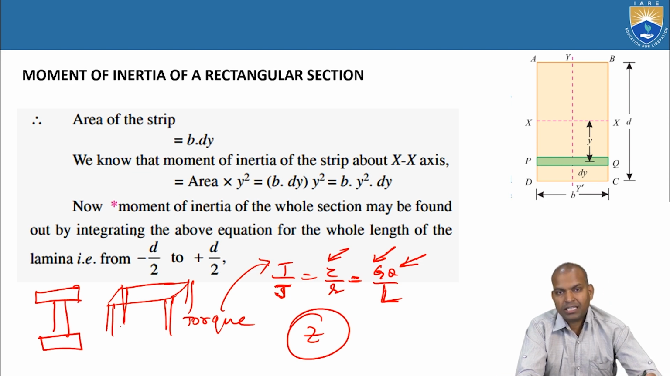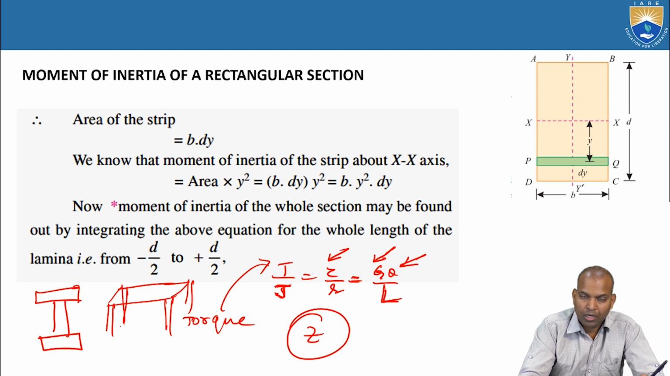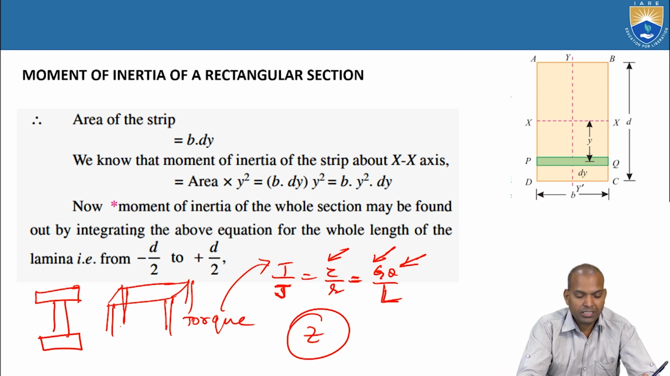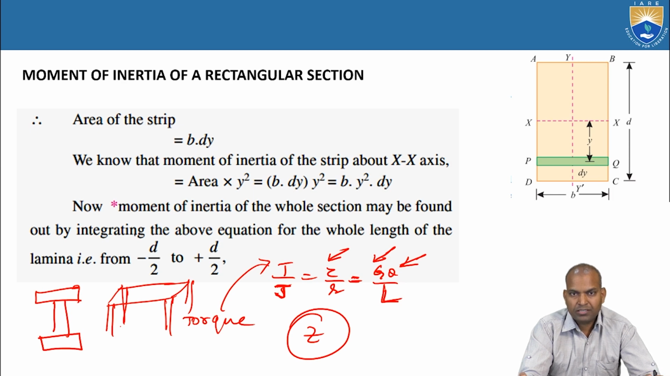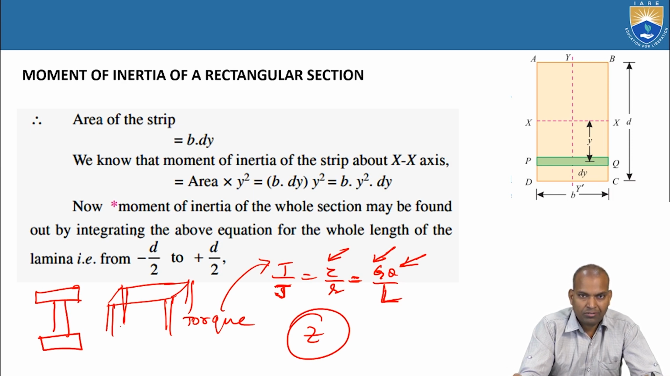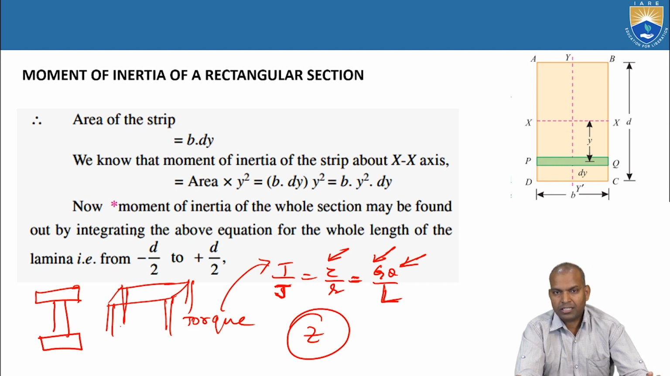That's why this I section geometry was chosen for fabricating rails, loco rails. You like that? That's why the importance of the I section is very, very high. Here we are going to derive the expressions, suppose for a rectangular section, and calculate the expression of moment of inertia for this rectangular section.